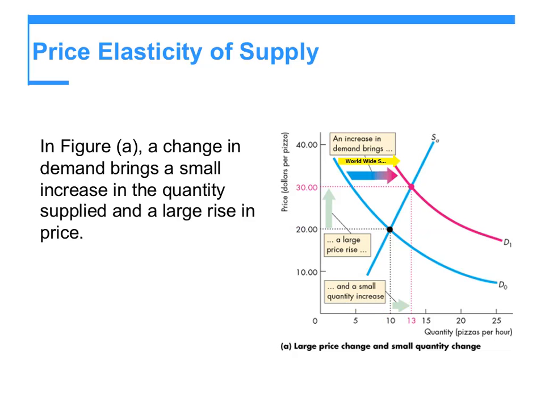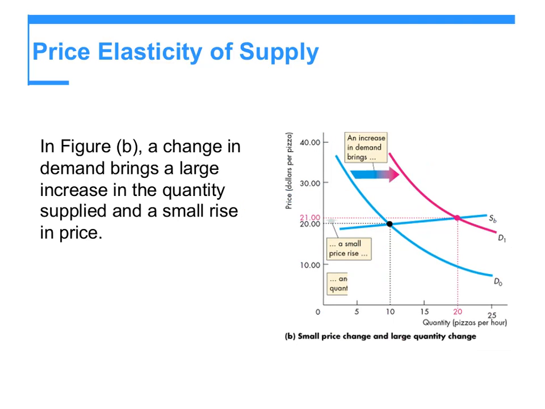And brings a small increase in the quantity supplied and a larger rise in price. As the price rises from 20 to 30, the quantity changes just from 10 to 30. There are less changes in quantity while higher changes in price, which means the demand is really inelastic. We call this kind of demand inelastic.